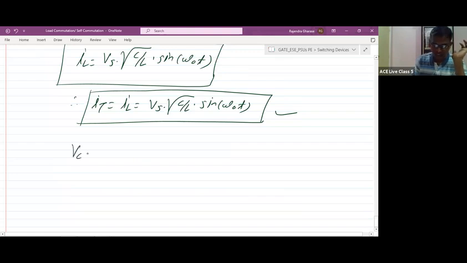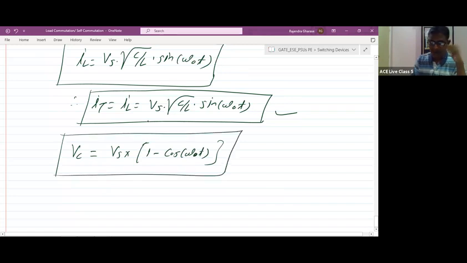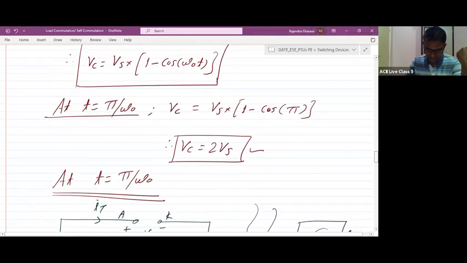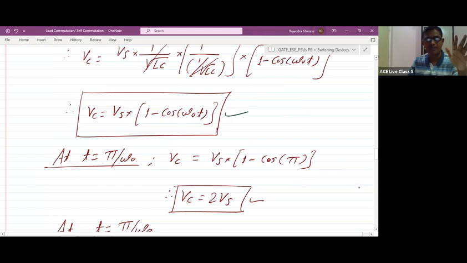So we can write VC, that is the voltage across the capacitor, is equal to Vs into 1 minus cos of omega 0 into T. You can check. You can write VC is equal to 1 by C integration over 0 to T of IL dt, or IT dt, anything you can write. After putting the expressions and simplifying, we'll get VC. You can check this expression of VC and whatever expression we wrote here, both are the same, right? You'll get the same expression only.